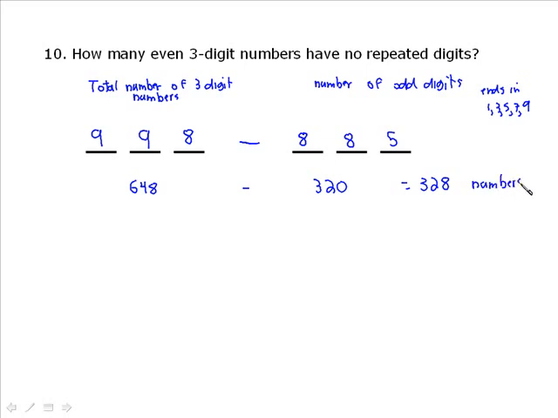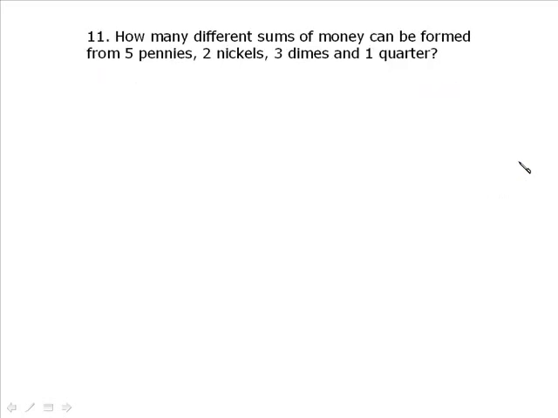So this is using the sort of method of indirect solving, where you subtract away the ones you do not want, and that leaves you with the ones you do. But either way, this is a tricky question. Let's do one more and then call it a day. How many different sums of money can be formed from 5 pennies, 2 nickels, 3 dimes, and 1 quarter?